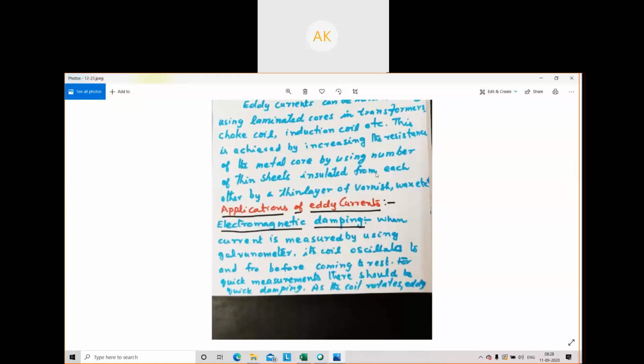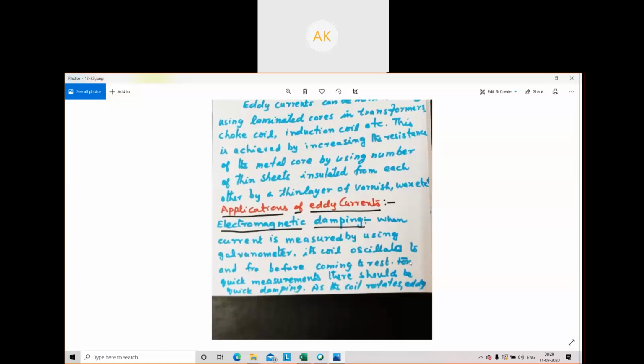So in order to get the readings faster, it should be damped very fast. That means it should come to a stop at a particular reading on that scale. If it suddenly comes to a stop, we can read it very fast. So electromagnetic damping means it is stopped very fast, so we can take the reading easily. When current is measured using a galvanometer, its coil oscillates to and fro before coming to rest. For quick measurements, there should be quick damping.